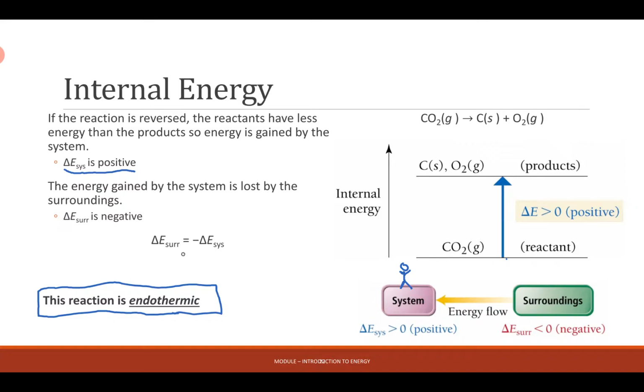You always have this relationship between the surroundings and the system, because remember, any heat lost by the surroundings is gained by the system. So if delta E system is positive, then your surroundings would be negative, and they would be equal and opposite numerical values. So if one's negative 500 kilojoules, the other one is positive 500 kilojoules.